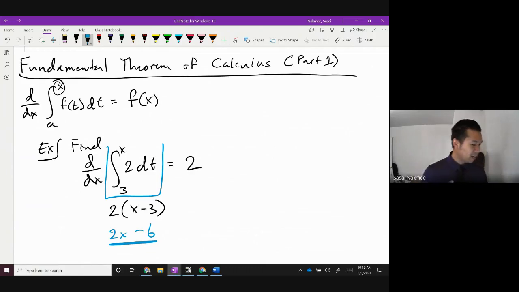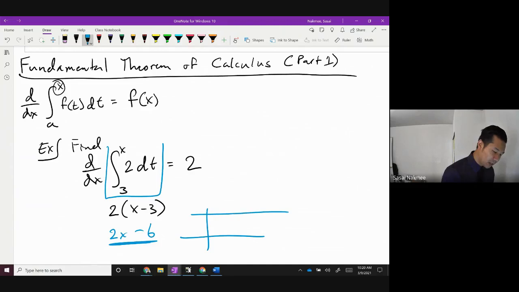If my x was at 5, then the area underneath the curve would be 10 minus 6, which would just be 4, which kind of makes sense. Again, if you graph that out, it goes along here. Here is 3, here is 5. The area that should be here is supposed to be 2 times 5 minus 2 times 3. Which makes sense because 2 times 5 is this entire area right here minus this area right here. So it comes out to be this chunk right here.